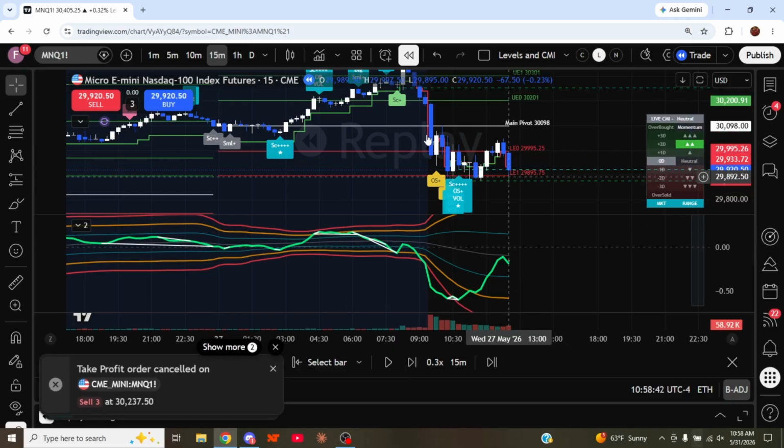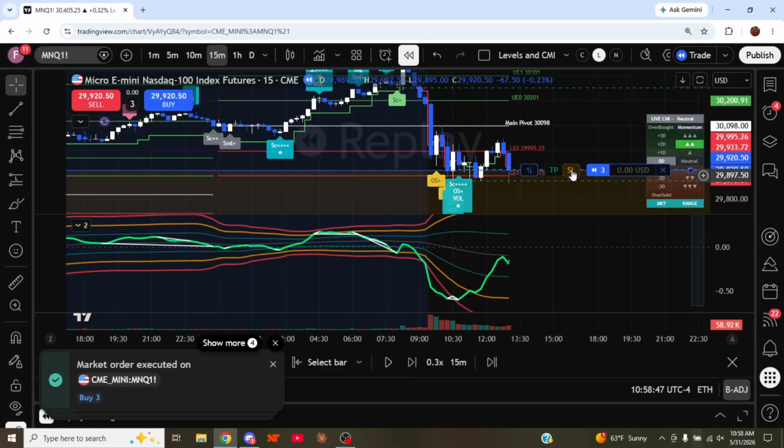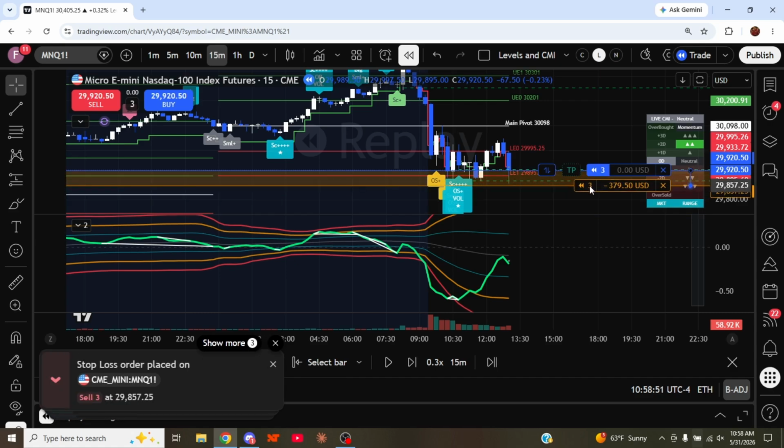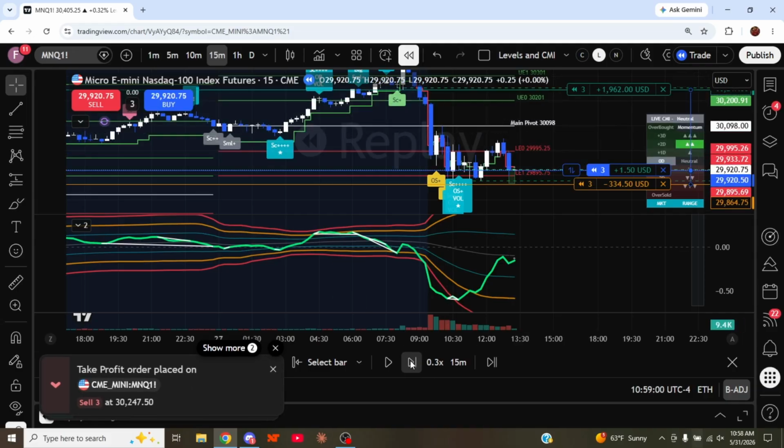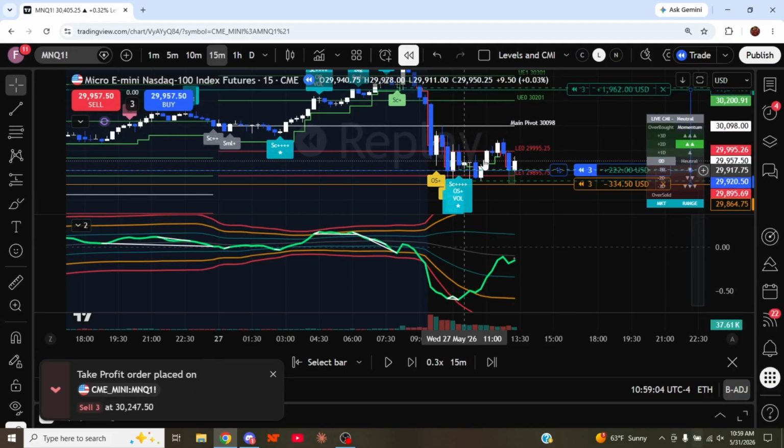Alright, I still like this move though, so I'm going to take it again. And we'll buy it. Lost in the same spot. Profits. See, it's just still moving up. Still not really moving up.